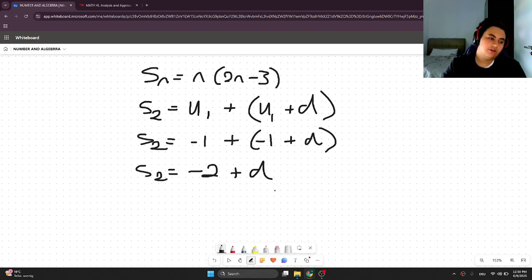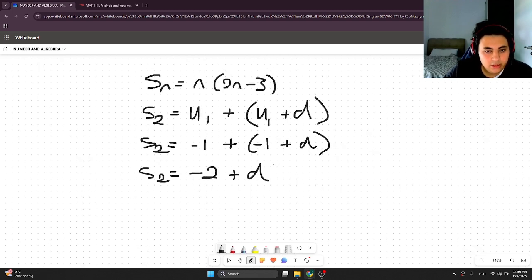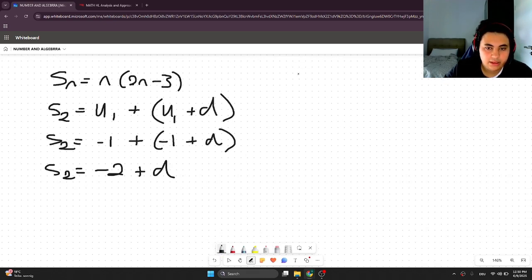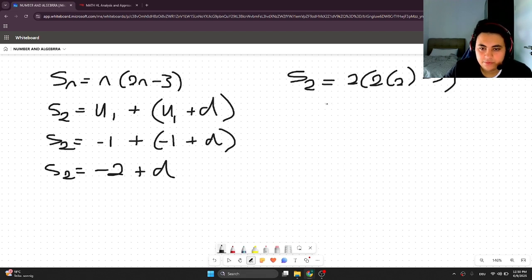Okay, now what are we supposed to do? We have two unknown variables. But hold on, we're given the formula for how to find the sum of certain terms, which means that we can plug 2 into this formula. So S2 is equal to 2 times 2 minus 3, right? So this is going to give us 2 times 4 minus 3. This is going to give us 2.